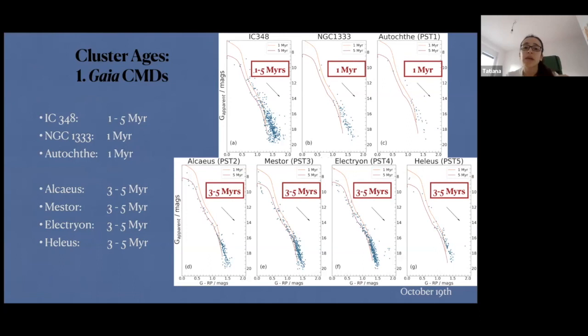But here we also see IC348 spans a range of ages between 1 and 5 million years. The red isochrone here is 5 million years. The 1 million year isochrone is represented by the orange. For IC348, this is in agreement with the literature. We know there is a span of ages, up to 6 million years according to some studies. NGC 1333 and Autochthe are coeval at 1 million years. And then the other 4 clusters are relatively older, between 3 and 5 million years old.